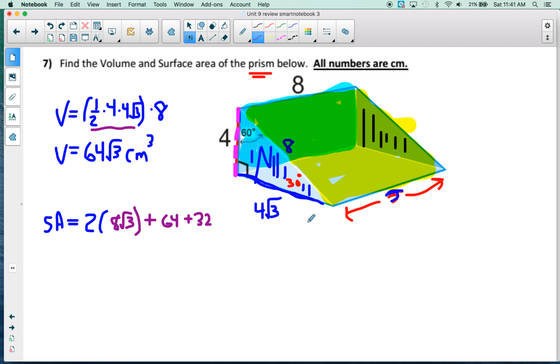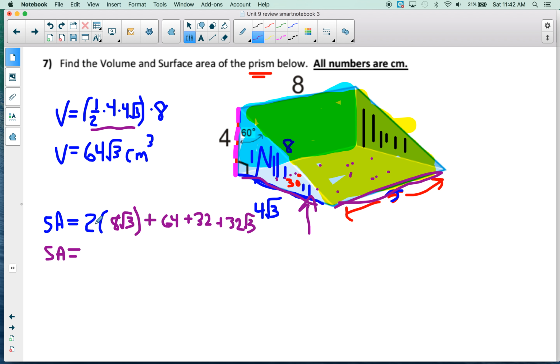And then finally, I'm not going to highlight it. It's the bottom piece here. In other words, the whole bottom here. This whole area here. It's not the yellow because that's the slanted one. It's the whole bottom here. And that's 4 radical 3 times 8. It's 8 from there to there. 4 radical 3 times 8. So that's 32 radical 3.